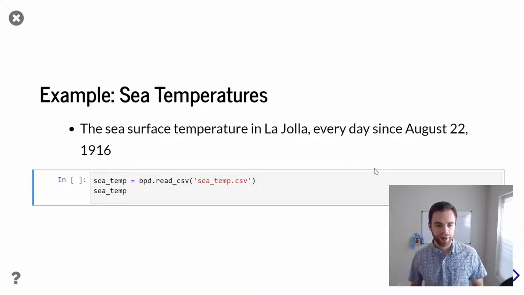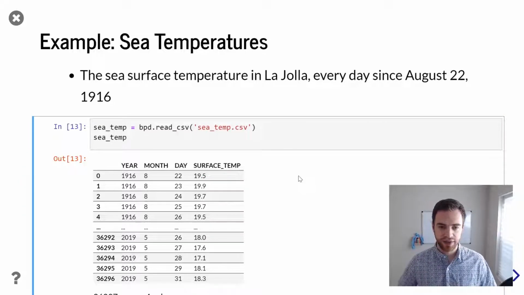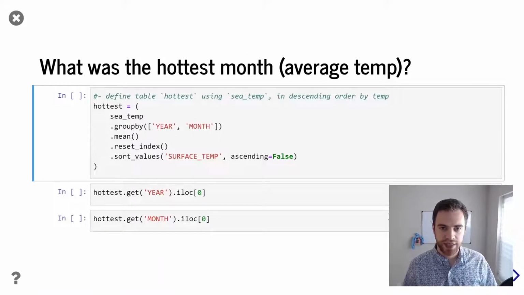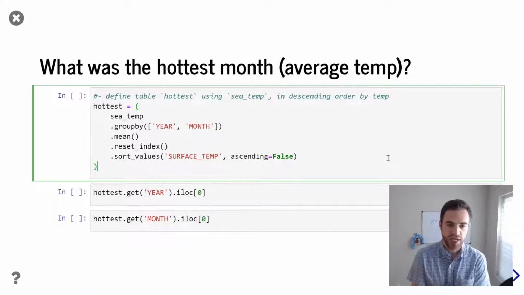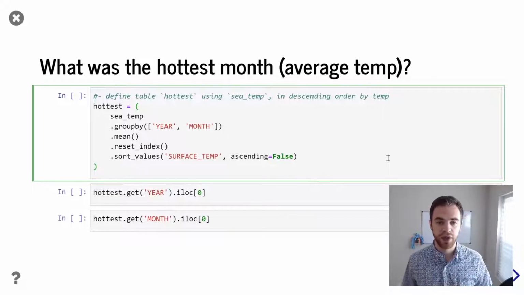Okay, how about we take a look at a different data set, one that's a little bit closer to home. So what about sea surface temperatures in La Jolla? They've gone out and measured the temperature of the ocean in La Jolla every day since August 22nd, 1916, and here's that data. So we have the year, month, day, and then the surface temperature in degrees Celsius, hopefully, because that'd be really cold otherwise. So an interesting question to ask here would be, what is the hottest month according to average temperature?